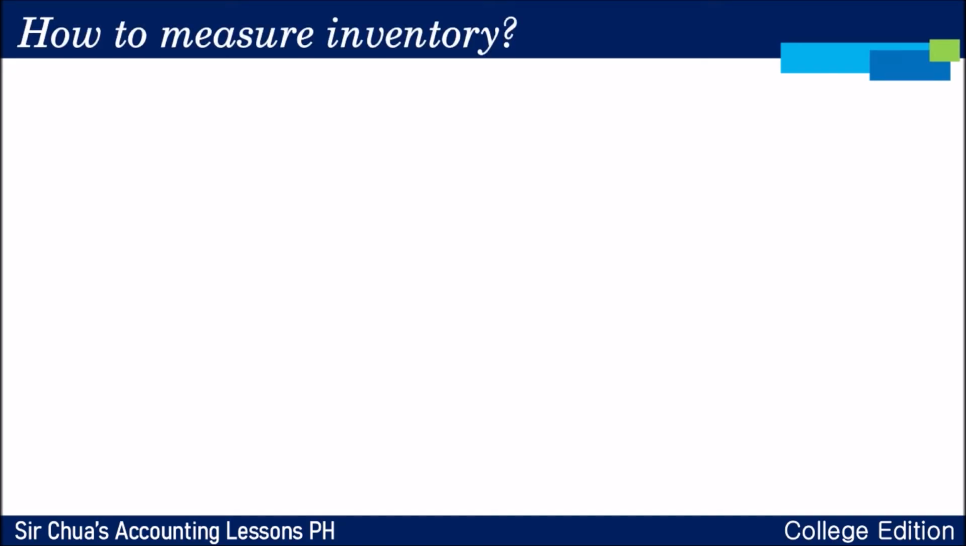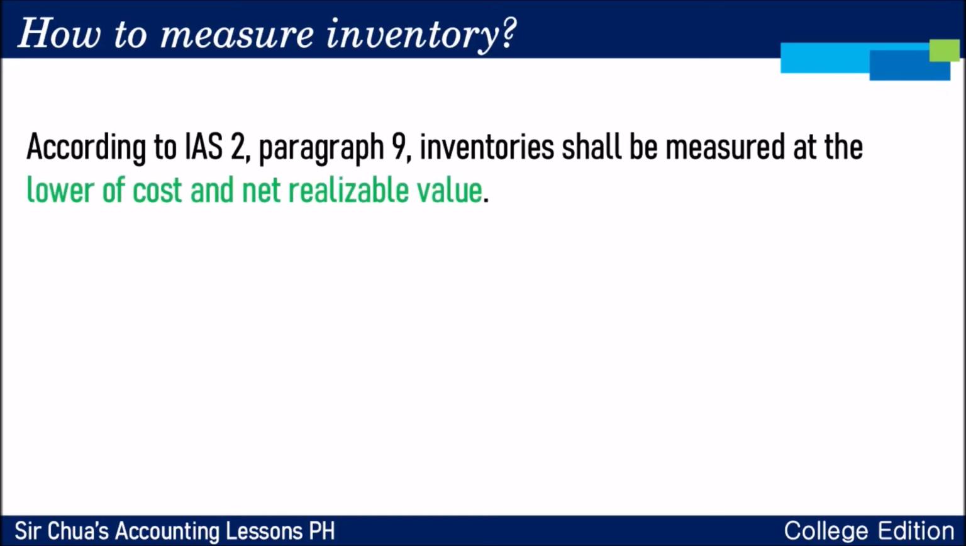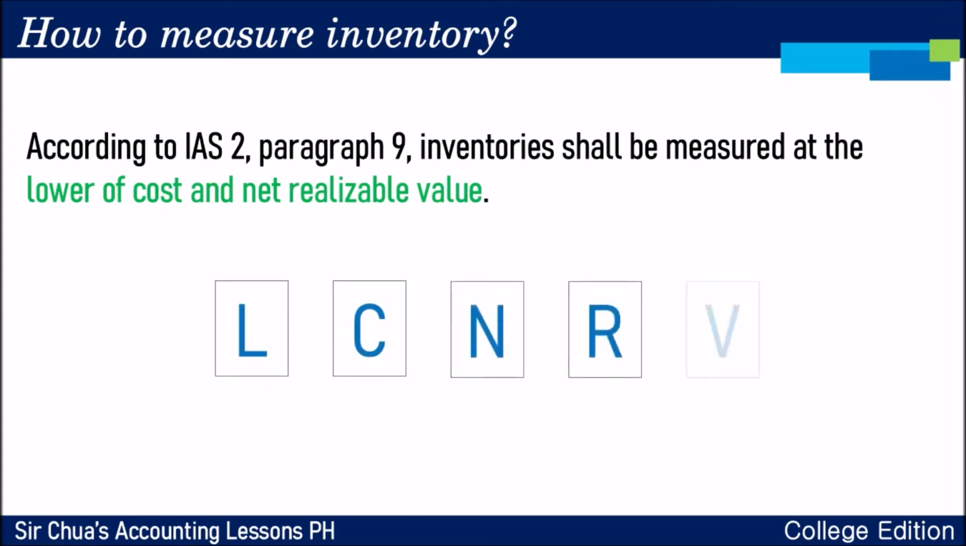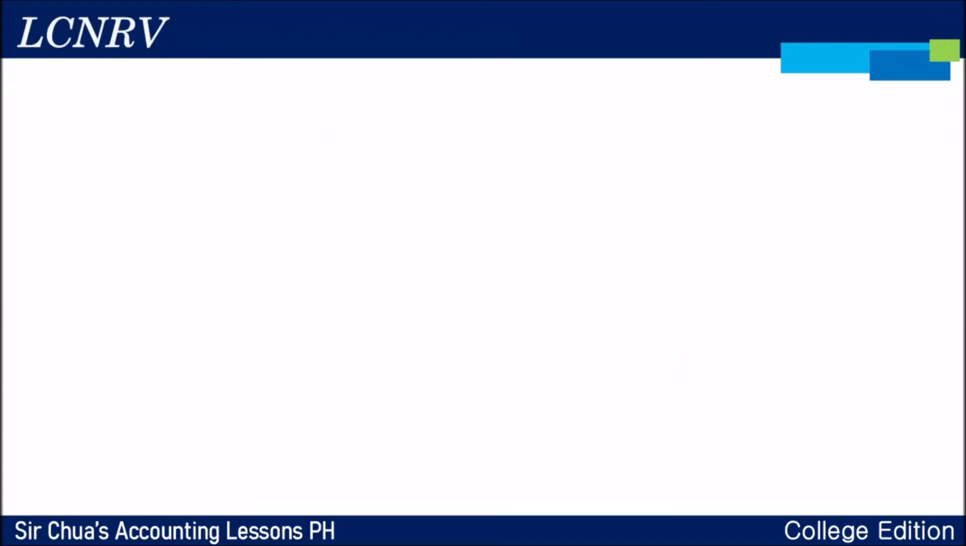Now, how do we measure inventory? According to International Accounting Standard 2, that's inventories, paragraph 9 specifically, inventories shall be measured at the lower of cost and net realizable value, and it's much more known to everybody as LCNRV. So it's expressly stated in the standard that inventories shall be measured at the lower of cost and net realizable value. Now, before digging deeper into this, let's first define what LCNRV is.